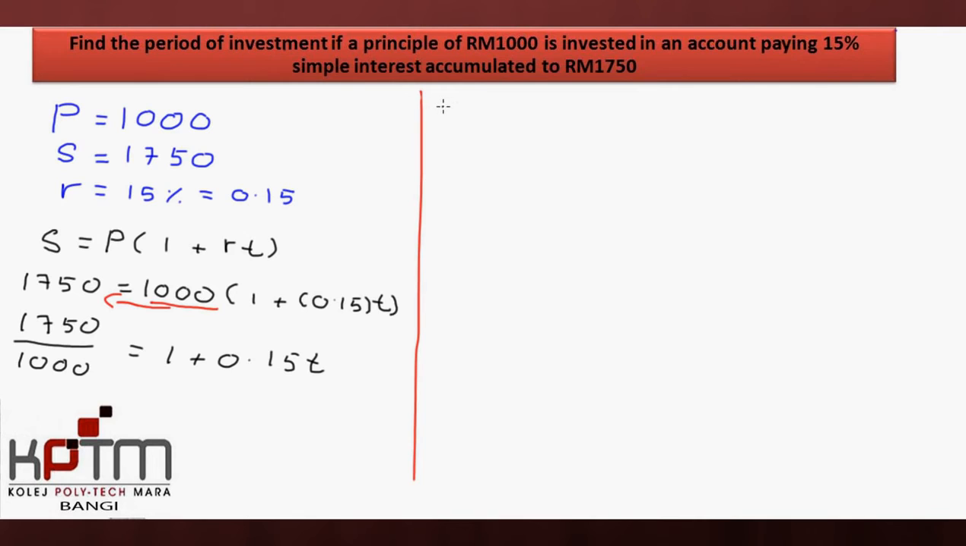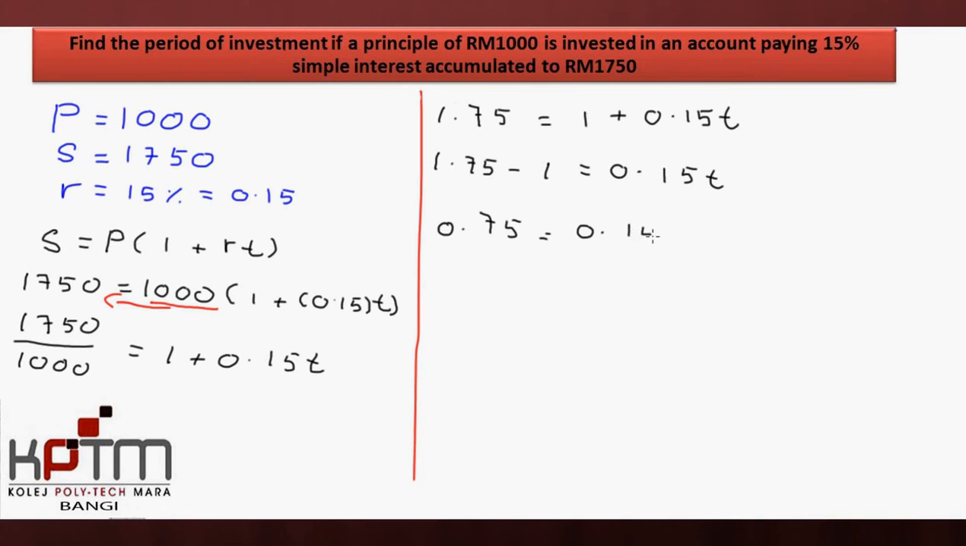Then we will have 1.75 equals 1 plus 0.15t. Bring 1 to the left, so 1.75 minus 1 equals 0.15t. So we have 0.75 equals 0.15t. Then our t is 0.75 divided by 0.15. Final answer is 5 years.